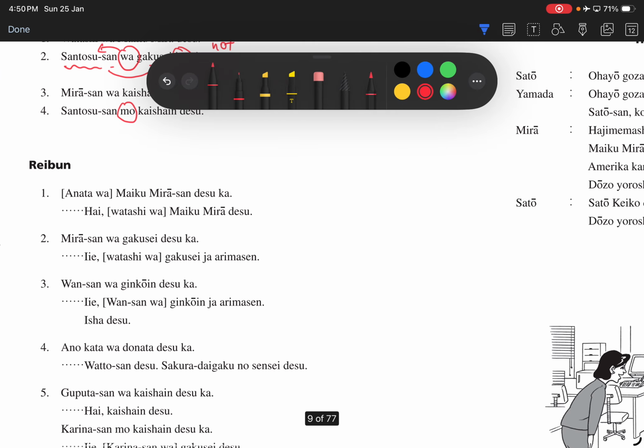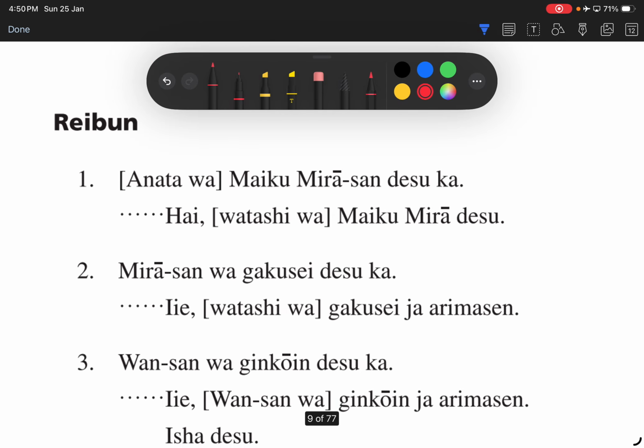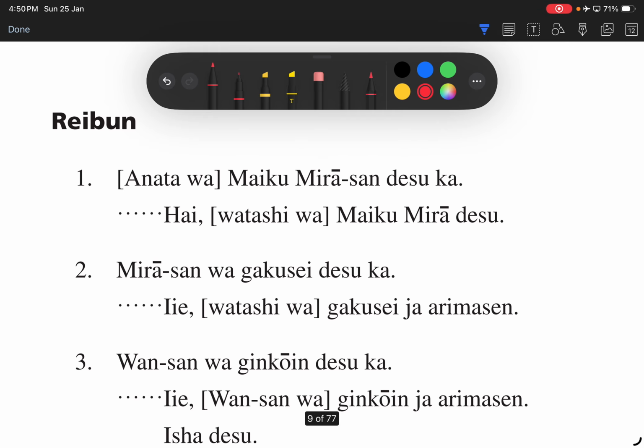Okay, then we talk about 例文. So 例文 it just simply means example sentences. Like 造句, 列句, right? Example sentences. Number 1. Mike Mira desu ka?